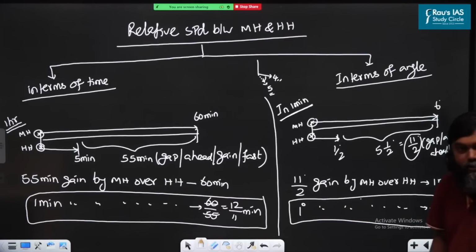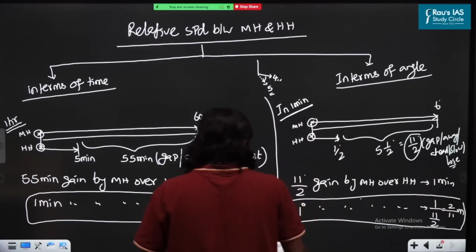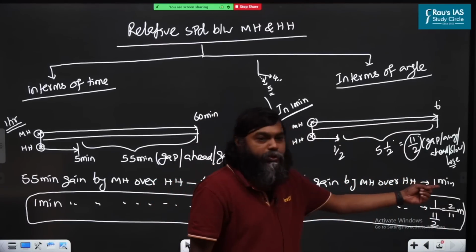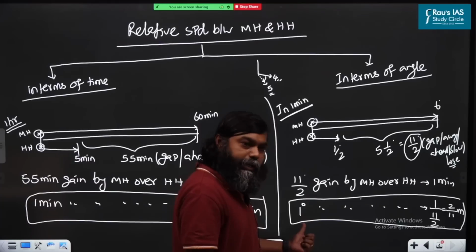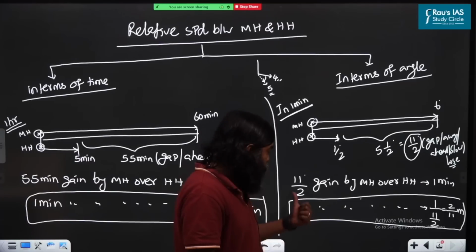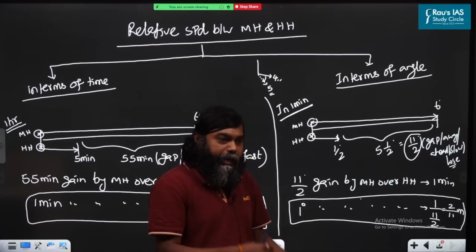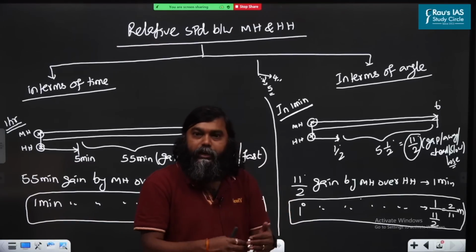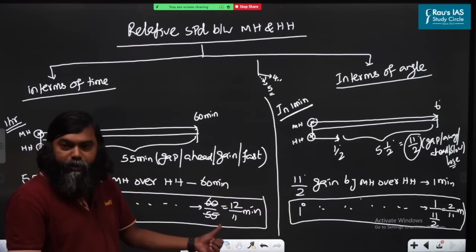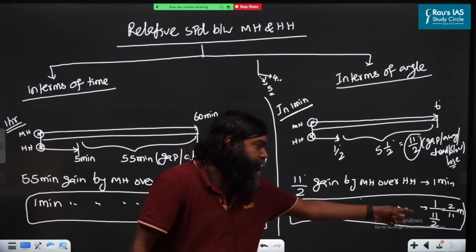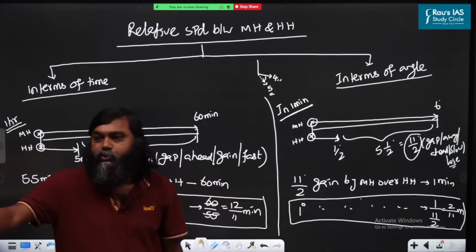Now I'm going in the reverse direction. If you need an 11/2 degree gap, both hands have to run for how many minutes? If you need a 1 degree gap between the minute and hour hand, both hands have to run for how many minutes? Are you understood? Gap in terms of time, angle. Time means you use 12/11. Gap in terms of angle means you have to use 2/11.